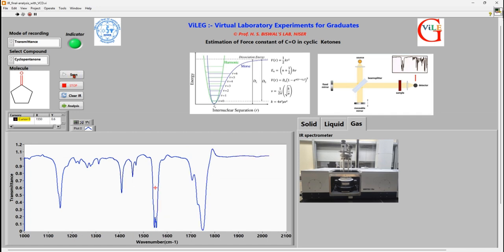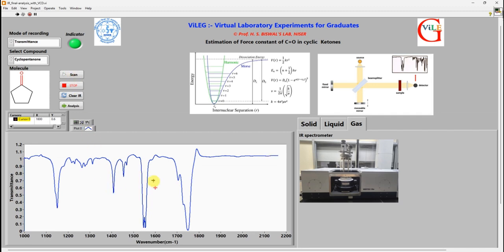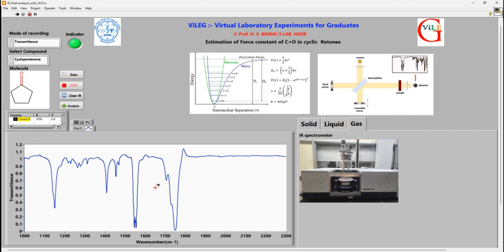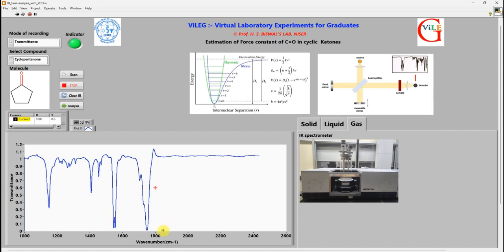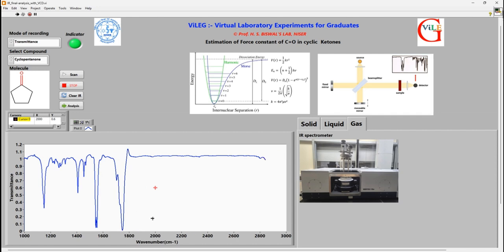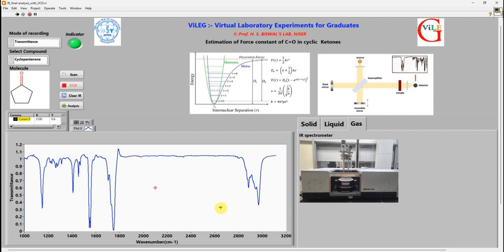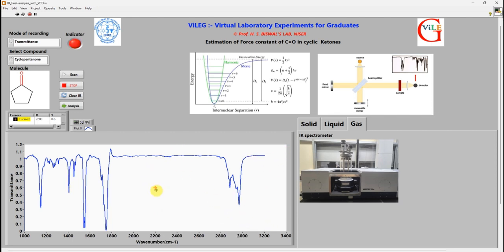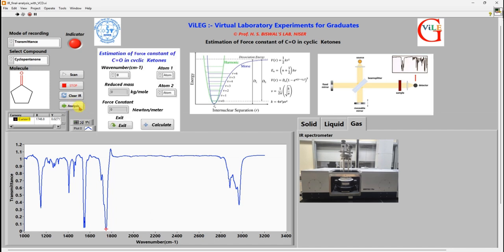Here we can see the various modes, and the C=O stretching frequency mode appears near 1750 centimeter inverse. Here the C-H stretching mode occurs near 3000 centimeter inverse. So let's find out the peak position of this C=O. It's around 1748.8 centimeter inverse. Let's find out the force constant of C=O.